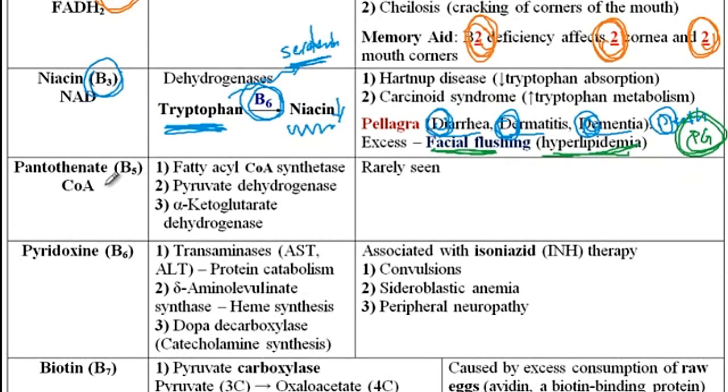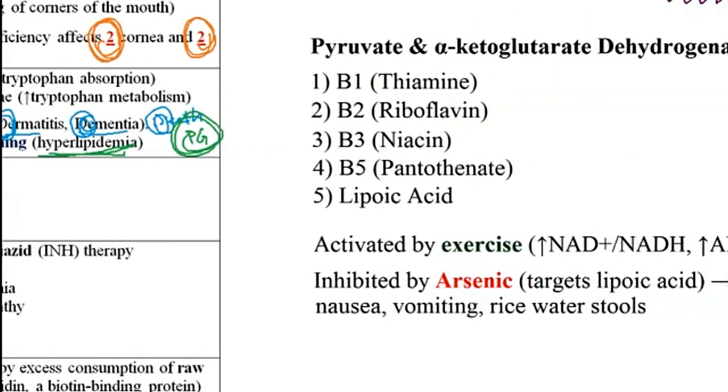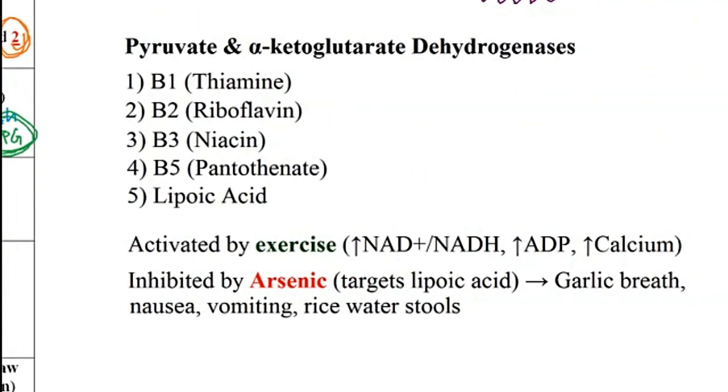The next vitamin is vitamin B5 or pantothenate, which is required for fatty acyl coenzyme A synthetase activity, for pyruvate dehydrogenase, as well as alpha-ketoglutarate dehydrogenase activity. Now you may ask, what's going on? Like you say vitamin B1, vitamin B2, vitamin B3, everything is required for the function of pyruvate dehydrogenase and alpha-ketoglutarate, and the answer is yes. So pyruvate and alpha-ketoglutarate dehydrogenases are dependent on many different vitamins as their cofactors, which include vitamin B1, B2, B3, B5, as well as lipoic acid.